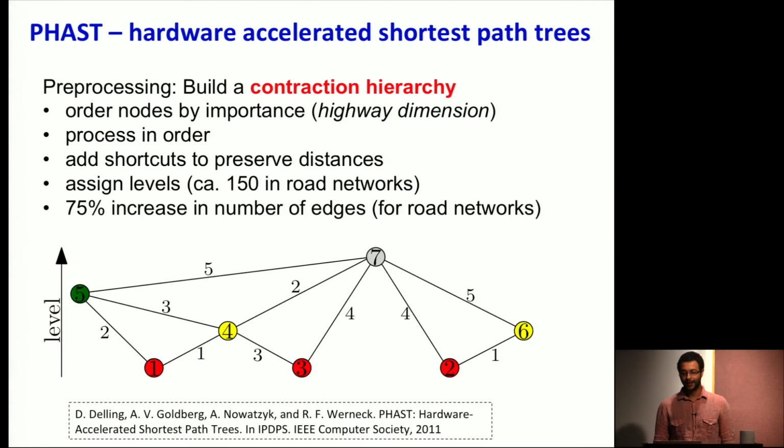And here's another exciting algorithm. This is called FAST, Hardware Accelerated Shortest Path Trees. This goes over a long research line of defining pre-processed vertices for graphs. And it is a nice intuition. So let me describe the intuition.